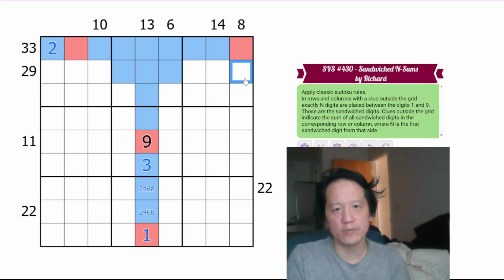Since this is a sandwich, we need 2 digits adding up to 8. This is 2 in blue. That must add up with a 6 to add up to 8. So this is sandwich, not sandwich here.